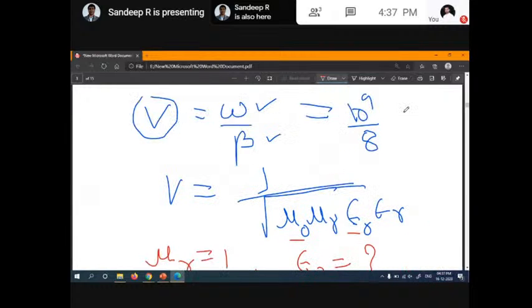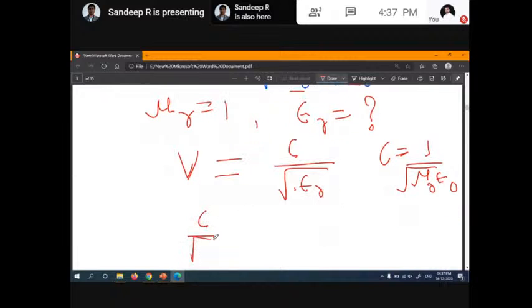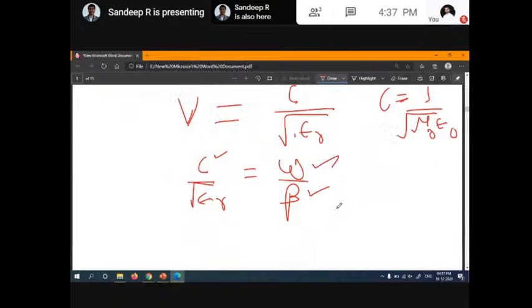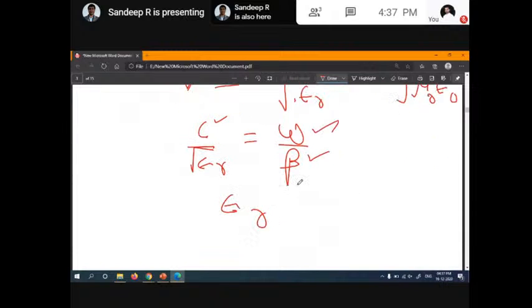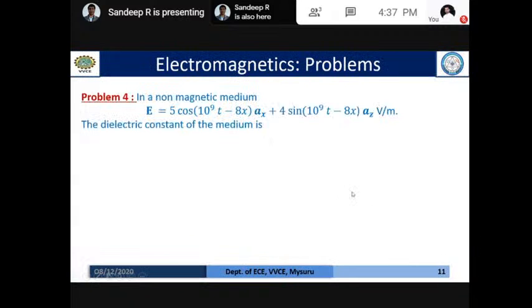Using V is equal to omega by beta, you will get some value. And again V is equal to c divided by root of epsilon r. So c divided by root of epsilon r is equal to omega by beta. The value of c is known, omega is known, beta is known, so you can calculate the value of epsilon r, which comes around 5.76. That is the dielectric constant of the medium. So in a non-magnetic medium, the dielectric constant is 5.76.